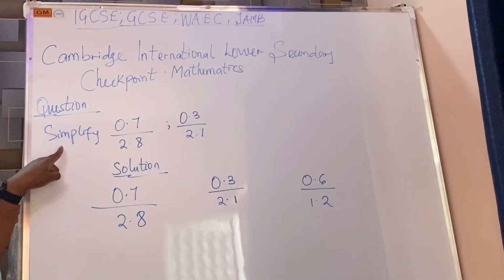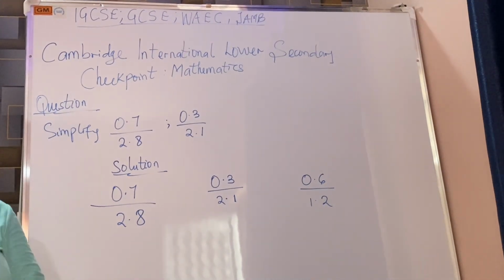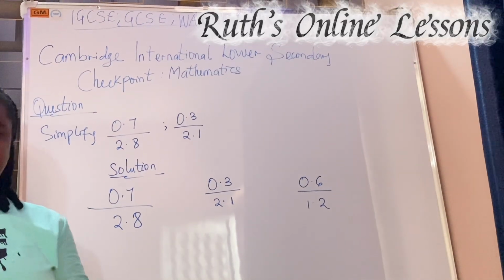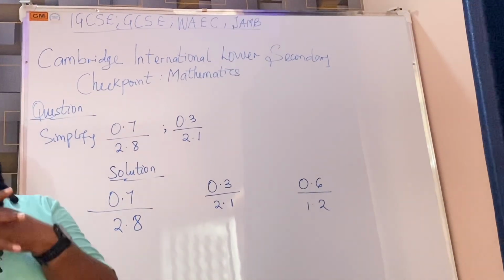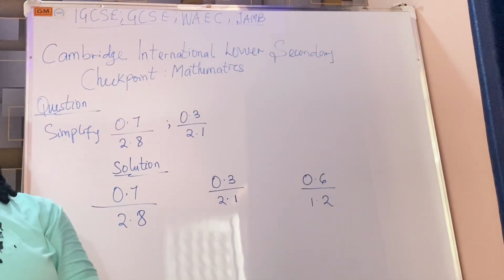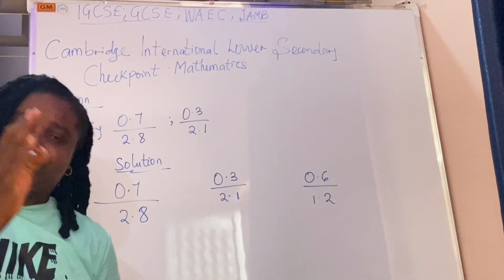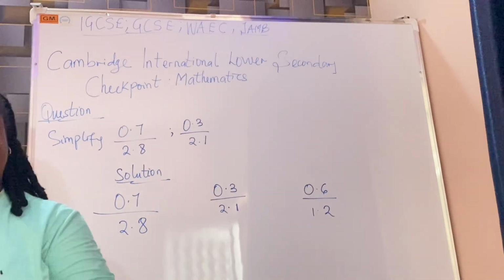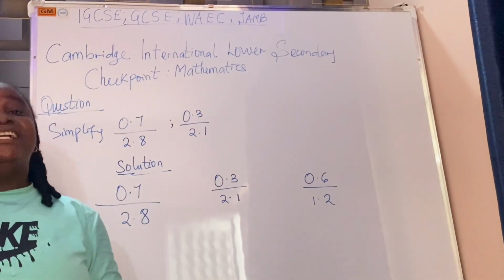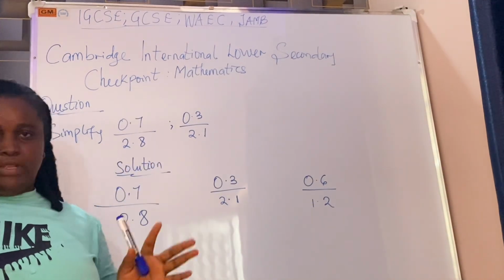And if you're asked to simplify this kind of fraction, it's very easy. To simplify a proper fraction, you reduce to the lowest term. And to reduce to the lowest term, you need to use a common factor. What is a factor? A number that can divide another number exactly without a remainder. That's what we're talking about.